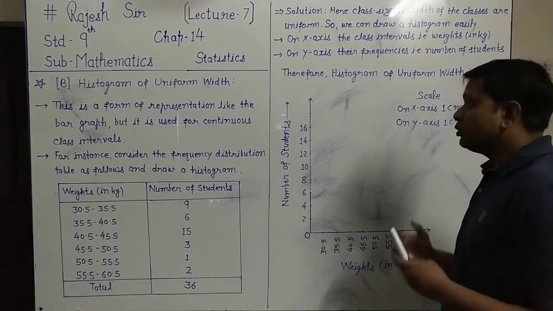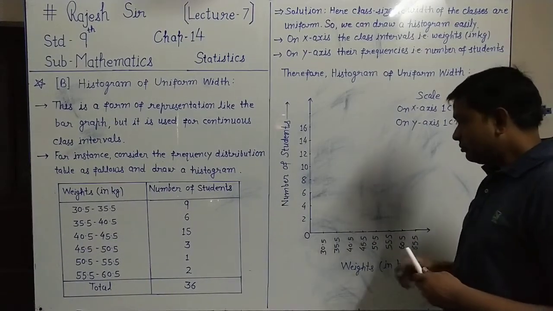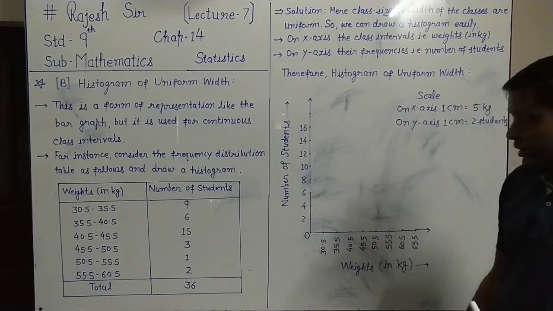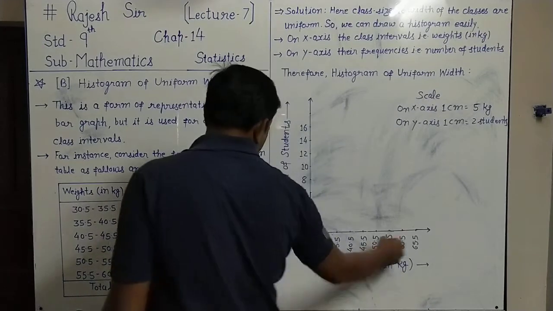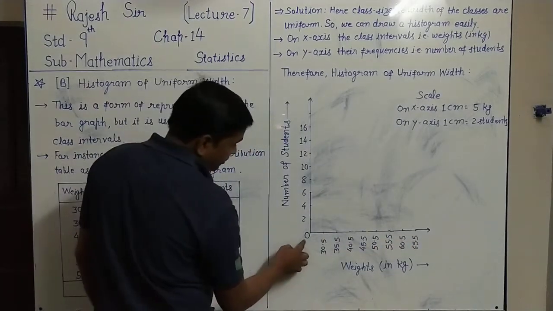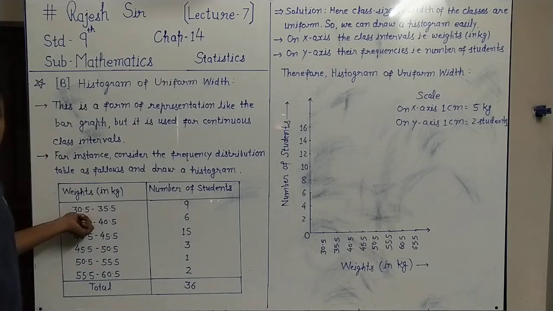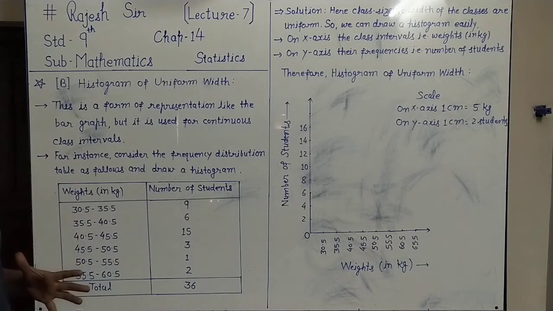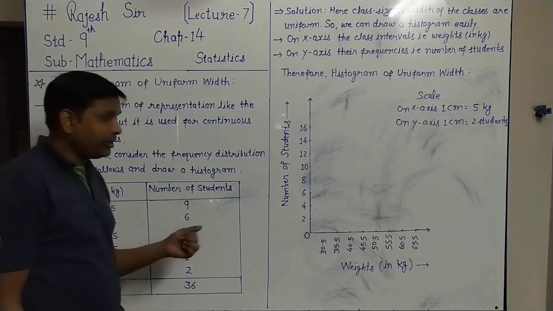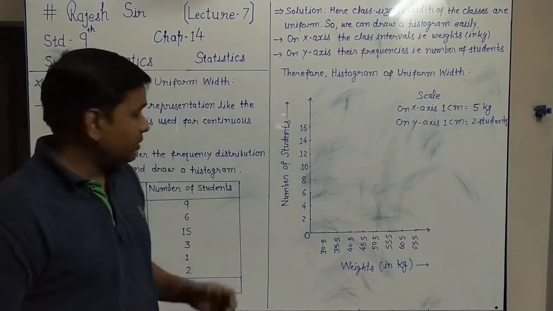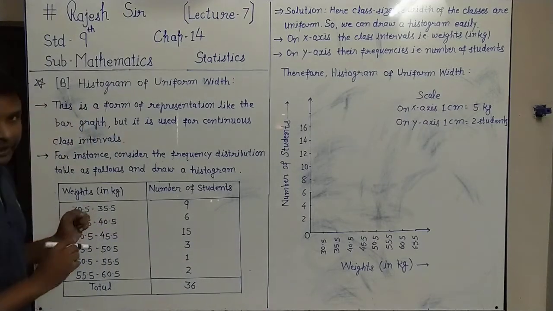Now one more thing to notice here in the graph, that this number starts from 30.5 and after that 5 gaps are there, but it is from 0. This value doesn't start with the 0. The classes are not starting with the 0. Directly they are starting from 30.5. Means 0 to 30.5 information is not given here.